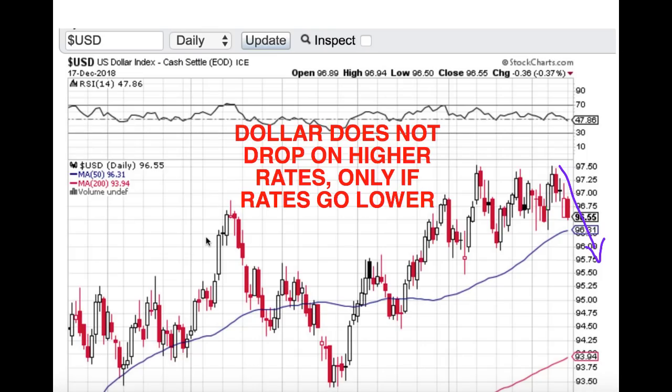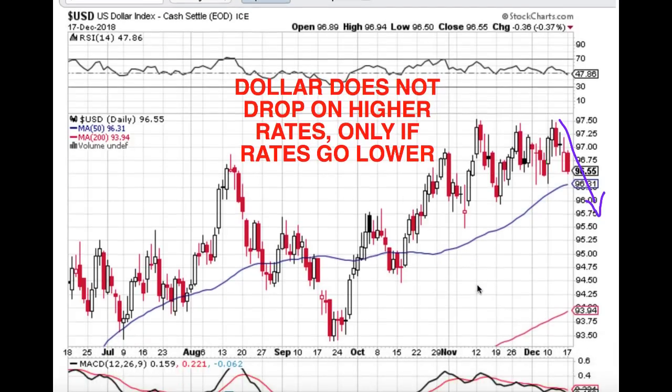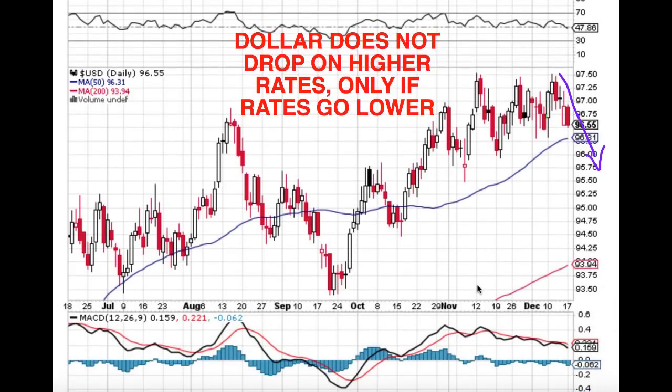Okay, what you're looking at here is a US dollar chart. The dollar does not drop on higher rates. It only drops if the rates go lower. So this chart right here tells us that the dollar is topping. You've probably heard in the news everywhere, oh, the dollar is so strong, it's hurting the U.S. economy, all that stuff. Well, the dollar is topping.